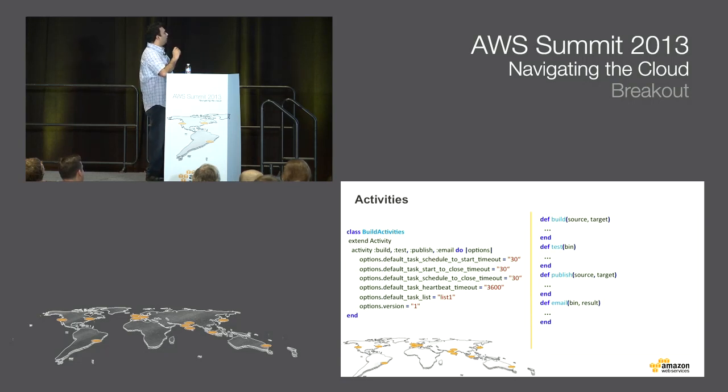The other configuration we have here is a task list. So remember, I was setting a task list when I invoked activities. If you don't have a use case where you need to route tasks to specific workers, you can just specify a default here, and then you don't have to specify it when you actually invoke that activity. And then there's a version which just tells you it's metadata in terms of my implementation.